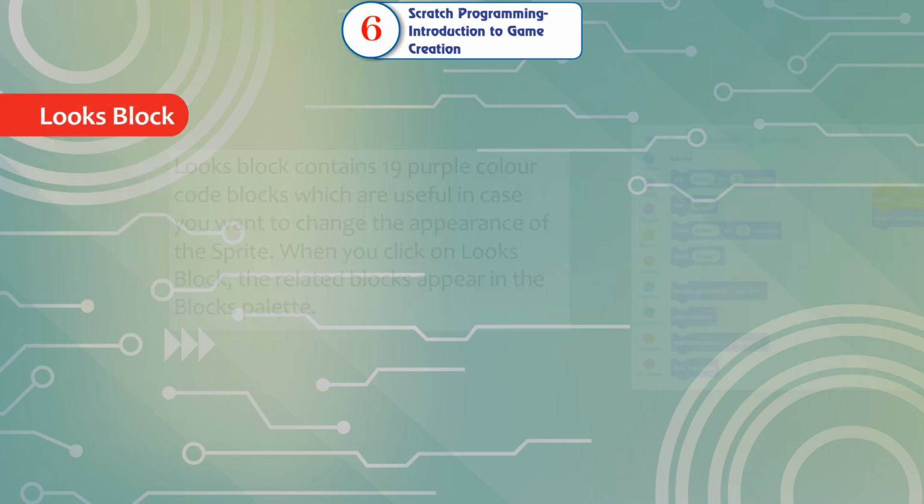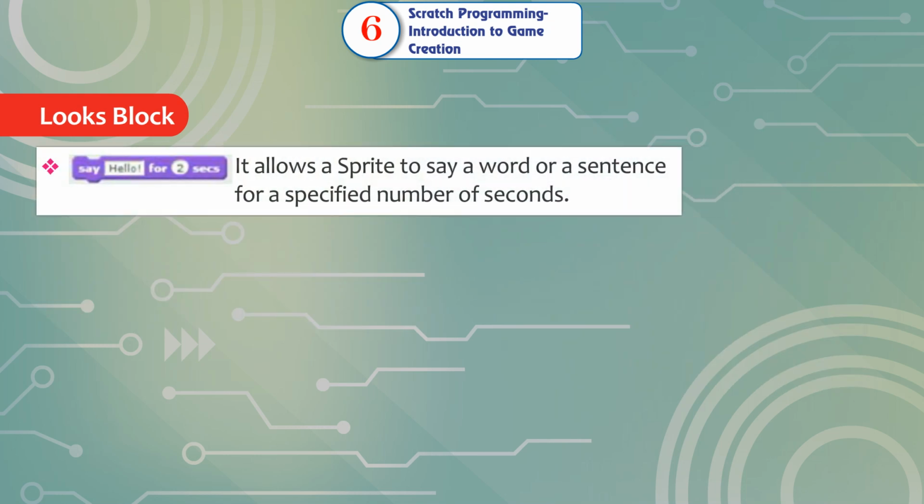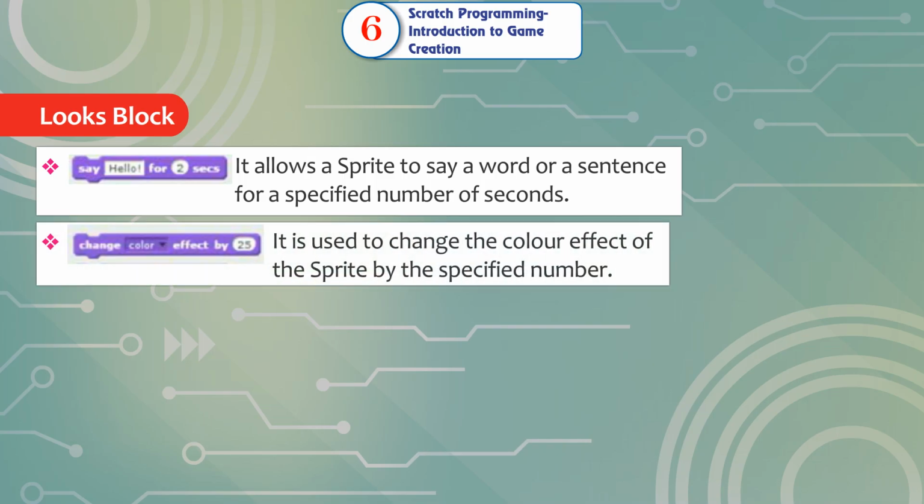Looks blocks. The Looks category contains 19 purple color blocks which are useful in case you want to change the appearance of the sprite. When you click on Looks, the related blocks appear in the blocks palette. It allows a sprite to say a word or a sentence for a specified number of seconds. It is used to change the color effect of the sprite by the specified number.